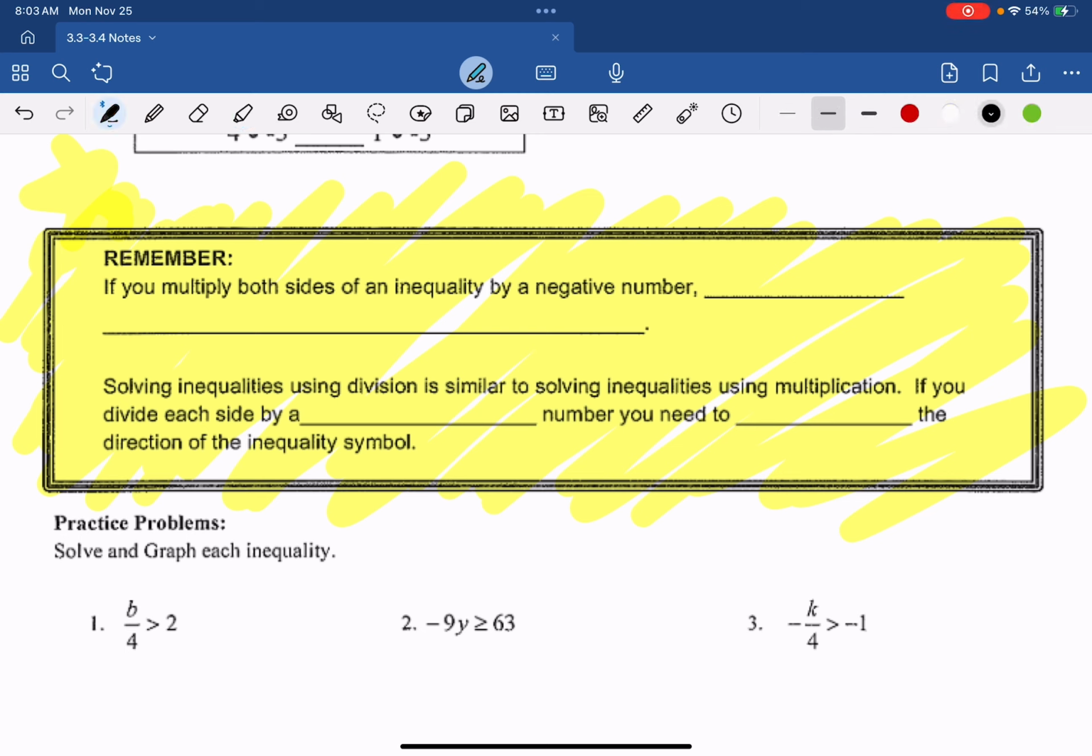It says if you multiply both sides of an inequality by a negative number, you flip the sign. Okay, you flip the sign. And that's crucial. So if we are multiplying both sides, we flip it. And if we are dividing both sides by a negative number, you need to flip the sign.